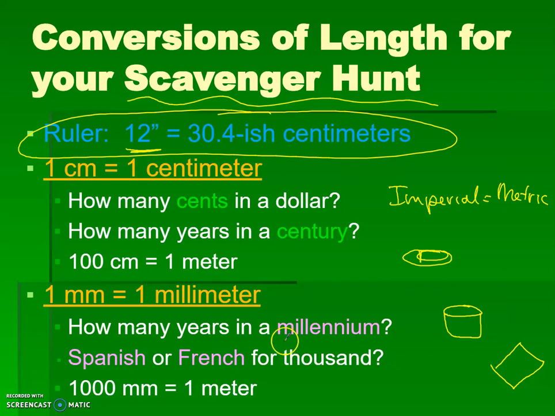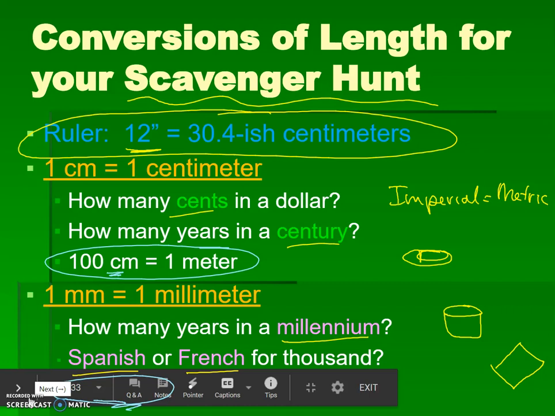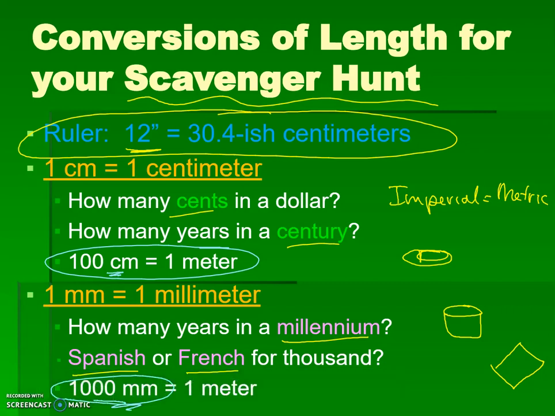So please review all of our prefixes so that you know what centi and milli are going to be. The most common things to remember is that there are 100 cents in a dollar, 100 centimeters in a meter, and there are 1,000 millimeters in a meter. Mil is going to be your mita. So that, children, is our metric system.